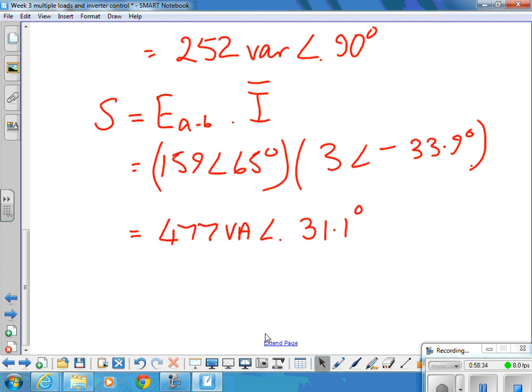All right. So always be prepared to use a mixture of polar and rectangular form in these problems. Try not to do too many conversions backwards and forwards. Otherwise you just keep reintroducing more and more error as you go through the problem. Try and use the appropriate value at the appropriate time. Alright?